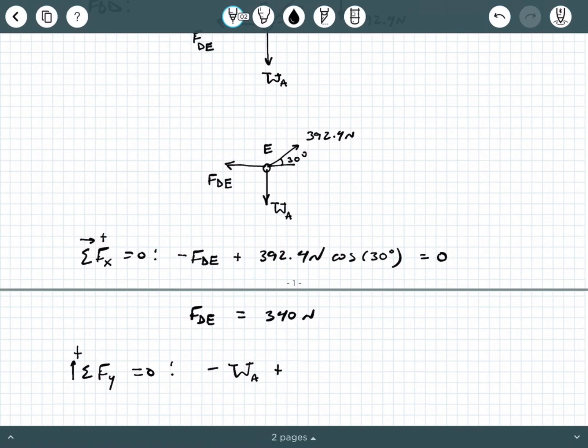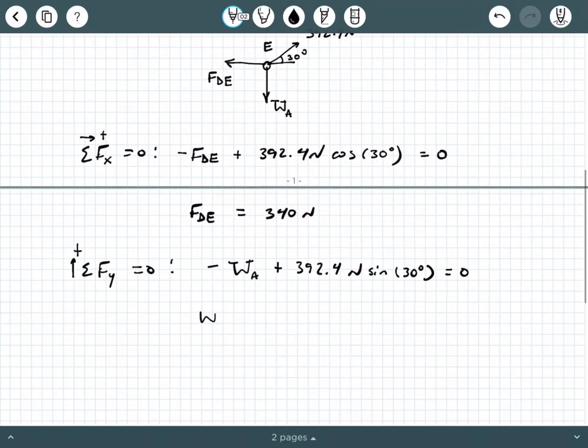And then we can sum forces in the y direction equals 0. And here we're going to have minus the weight at A, plus 392.4 newtons times the sine of 30 degrees equals 0. So doing a little bit of rearranging, we get the weight at A as 392.4 times sine of 30, which is just 1/2. So we get 196.2 newtons as the weight at A.